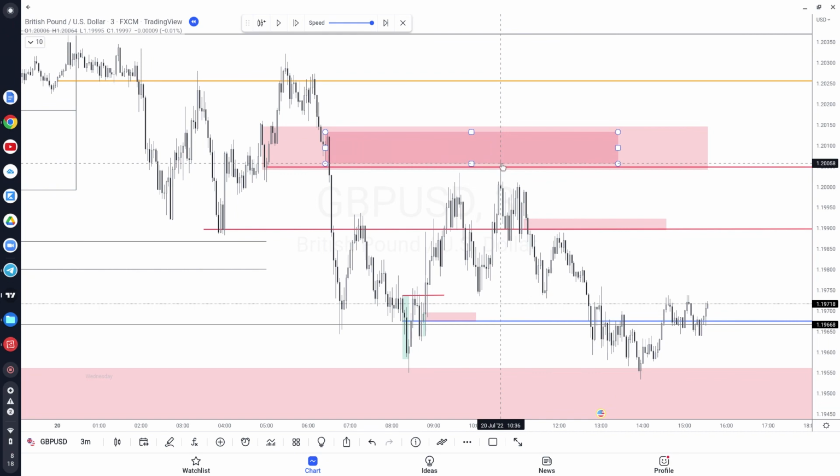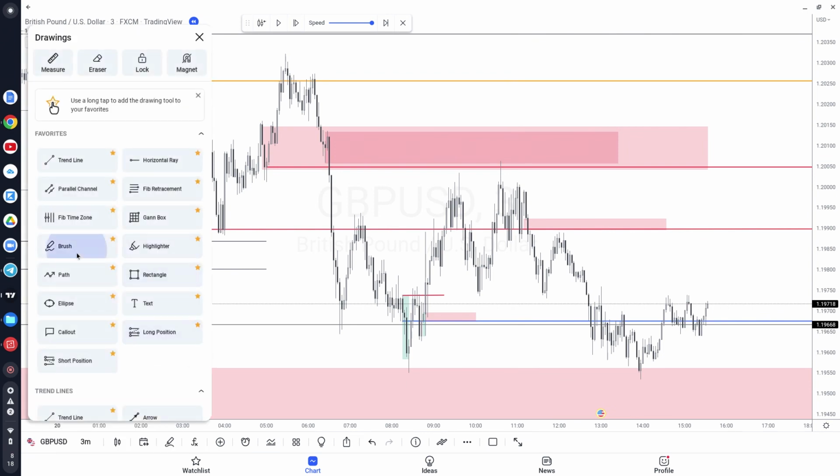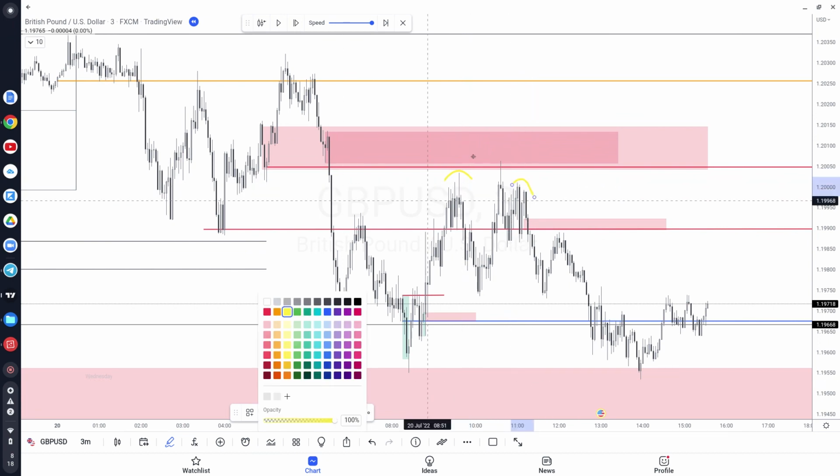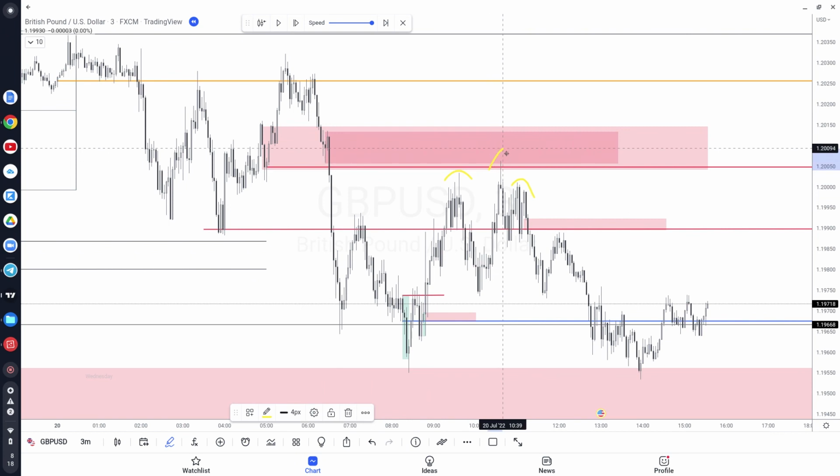What we expect after the intermediate term high is the failure swing. Why? Because on both sides of an intermediate term high, you should have a failure swing. Short term high, and then intermediate term high, right? Creating what? An institutional swing point. See?